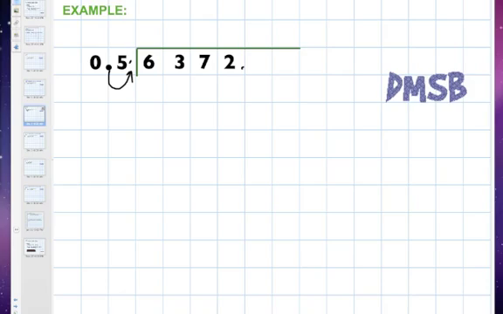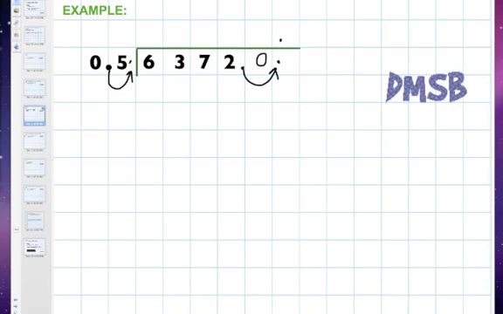Now remember, if it's a whole number, like in our case, 6,372, you do have a decimal point sitting after the ones place. Because I moved it 1 place in the divisor, I need to move it 1 place in the dividend. So I'm going to just put a 0 place value marker, and I'm going to move the decimal point 1 place over. Now I have 2 whole numbers that I'm dividing, and so I can bring the decimal straight up as we did in the problem previous. And then I can go ahead and divide as normal using DMSB.